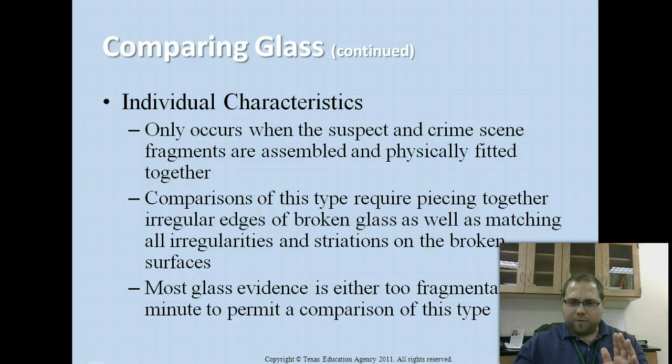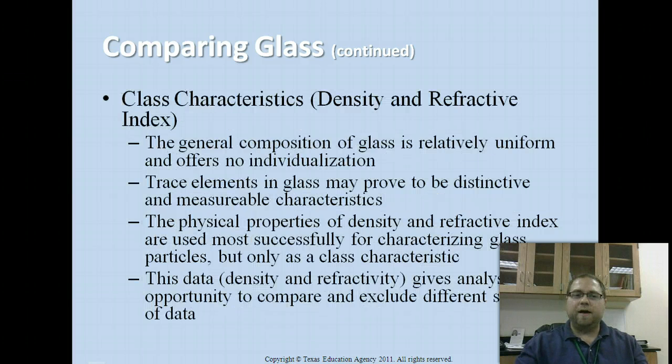Comparisons require piecing together irregular sides of broken glass, and so it doesn't fit together as easily, because if you have any of it kind of ground up, then you aren't able to fit it together. And so generally you can't use a lot of individual characteristics for glass, but you can do a lot with class characteristics. This is generally how glass is used. You would need to know that for a test. Since glass has a lot of different recipes, you can use that as class evidence depending on what the glass is made out of.